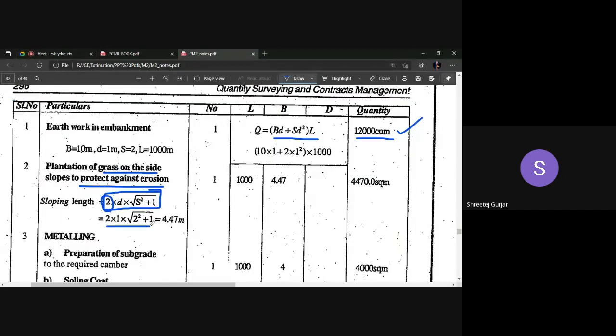So 2 into 1, that is d is 1 meter, right? The average depth of your embankment. Then side slope is 2 plus 1. So this is the side slope. Okay, and as I've told you, you have to multiply by the length, 1 kilometer. So side slope length into 1 kilometer will give you the total square meter area of where you need to plant your grass. Okay, we are planting grass. So this is for protection, in square meters.